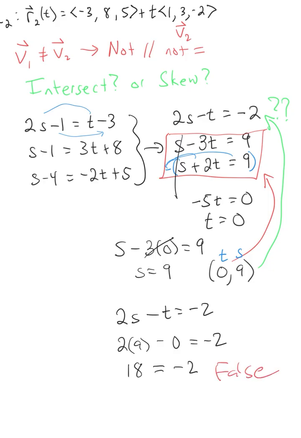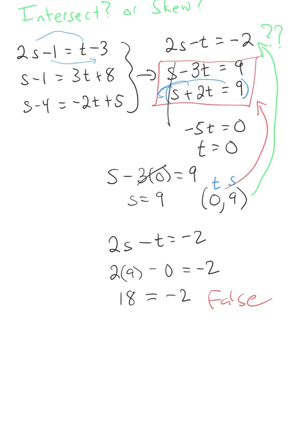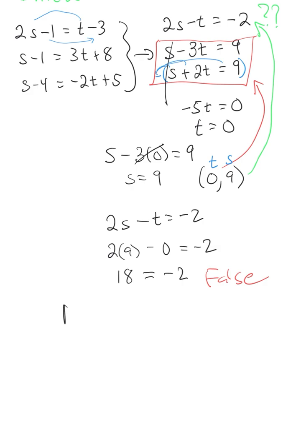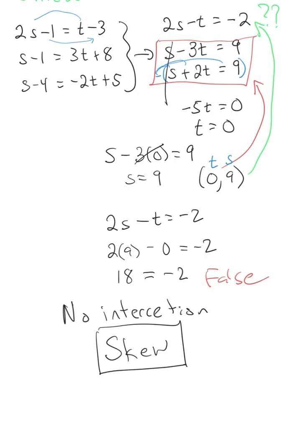False, right? So that system of 3 equations does not actually have a solution for s and t that makes it true for all 3. Therefore, there is no intersection point. If there was an intersection point, it would happen at the s, t combination that you could plug in and calculate your x, y, and z, and it would be the same for both lines. But no intersection. Therefore, answer, skew lines. All right, hope that helps.